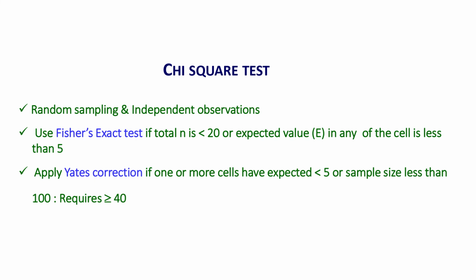If the total sample size is less than 20, you have to use Fisher's exact test in place of chi-square test. Sometimes we have to apply Yates correction if any of the values is less than 5. Here no value is less than 5 in any of the cells. But in your actual experiment, if any value is less than 5 or the sample size is less than 100, we have to apply this Yates correction.